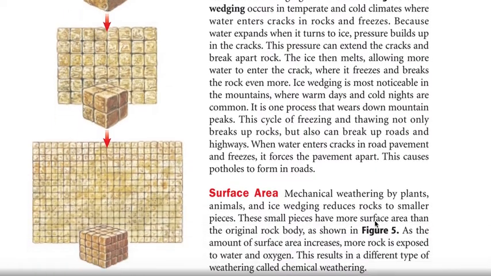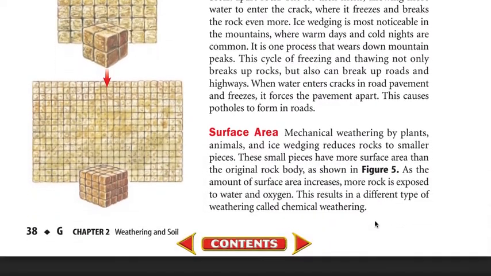Surface area. Mechanical weathering by plants, animals, and ice wedging reduces rocks to smaller pieces. These small pieces have more surface area than the original rock body, as shown in Figure 5. As the amount of surface area increases, more rock is exposed to water and oxygen. This results in a different type of weathering, called chemical weathering.